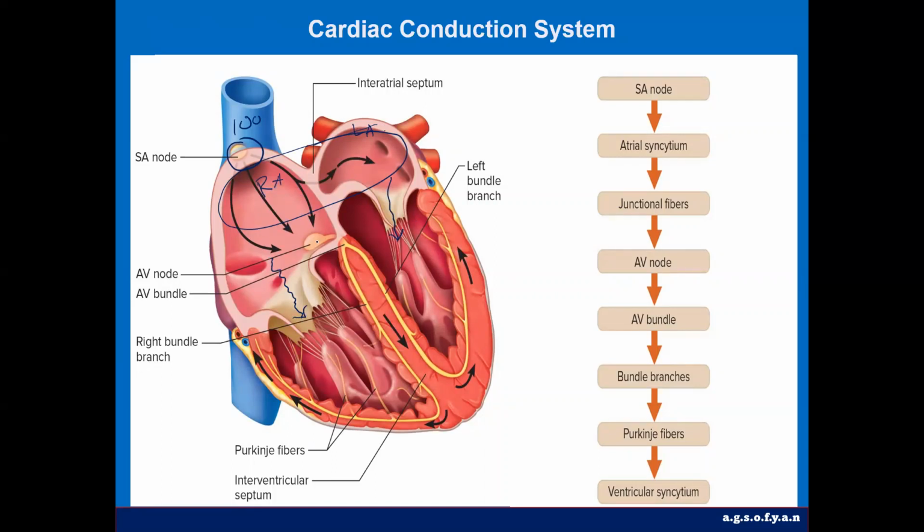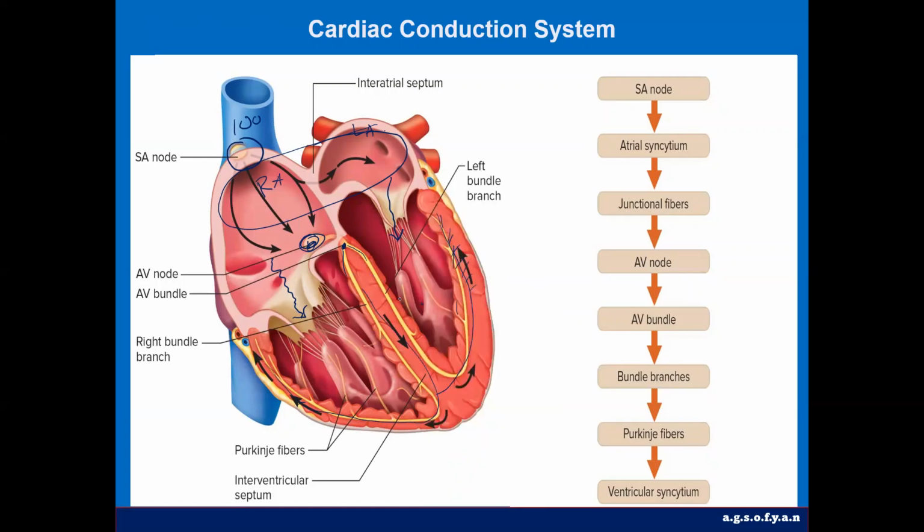Then the impulses will be sent into the AV node. So there will be a delay. Okay, so delay over here. And then from the AV node, the impulses will be sent into the AV bundle, and then from the AV bundle into the left and right branches, and then finally go to the Purkinje fibers. Okay, and then when the impulses come to this ventricle muscle, the ventricle will be contracted.